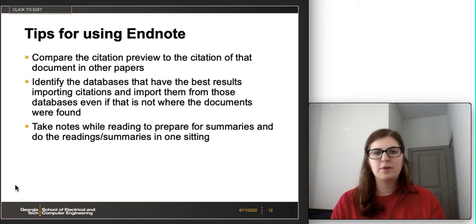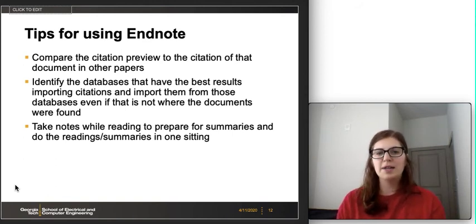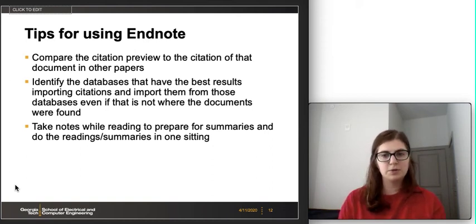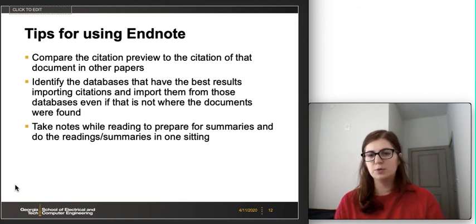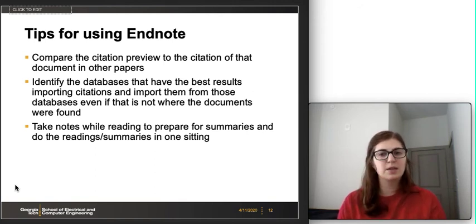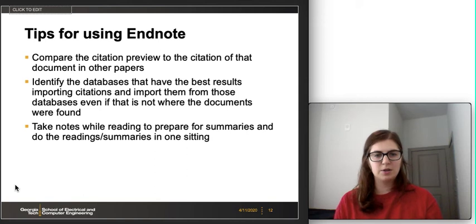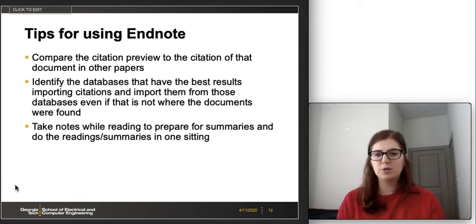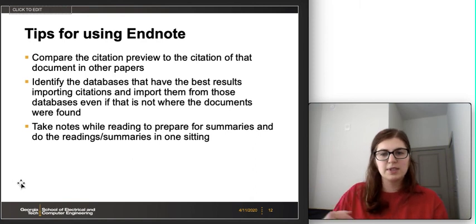Some tips I have for using EndNote: compare the citation preview to that citation if you've seen it in papers. That's something I found really helpful. Identify databases that have the best results for exporting and then use those to export papers that you want to use in your database, even if that's not where you found them. And then take notes while preparing to write summaries and do the readings and summaries in one sitting.